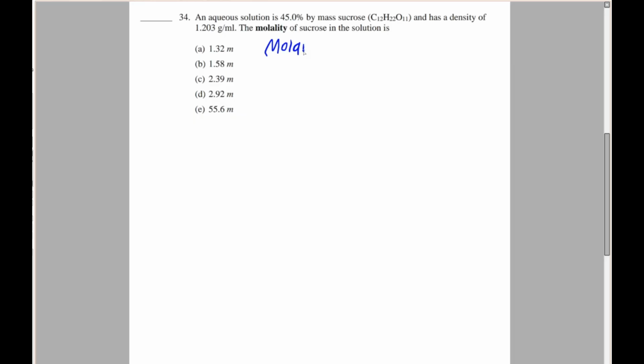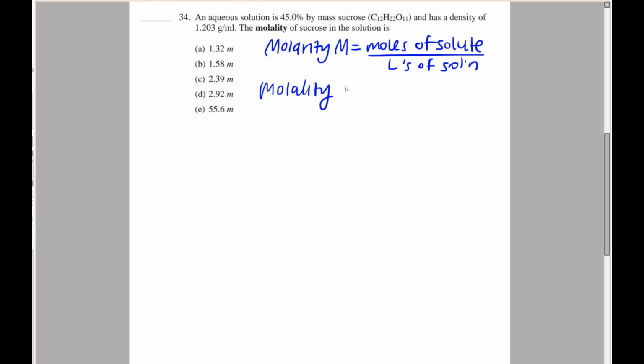Molarity, as we have probably learned before, is denoted with a capital M, and it's moles of solute divided by liters of solution. In contrast, molality, with an L, is denoted by a lowercase m, and it's the moles of solute over the kilograms of solvent. I'm saying solute and solution here kind of loosely, because whenever we're measuring mass, it doesn't have to be a solution.